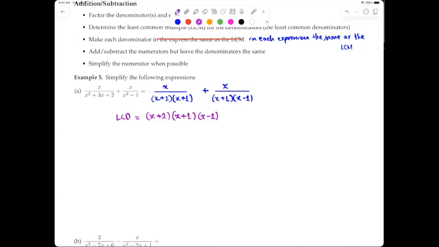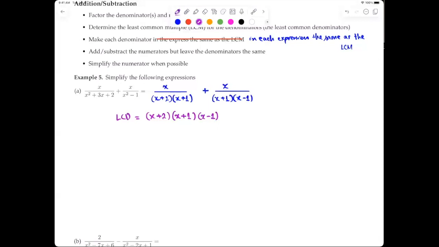Okay. So that's the LCD, that's the second step. Now the next step is to make each denominator the same as the LCD. You're okay. So for the first expression, you have x plus 2 times x plus 1. What is missing from the denominator?